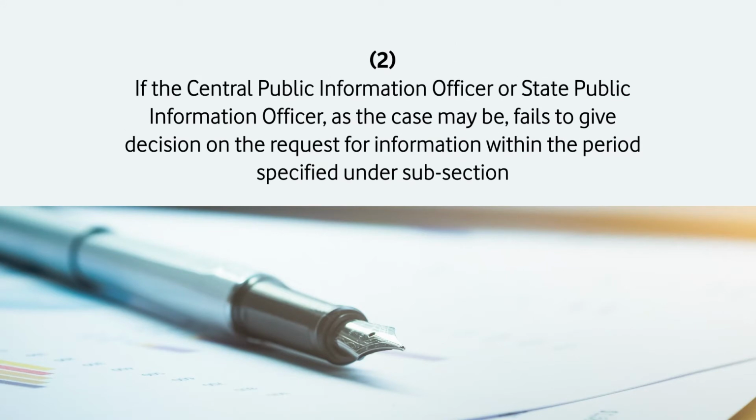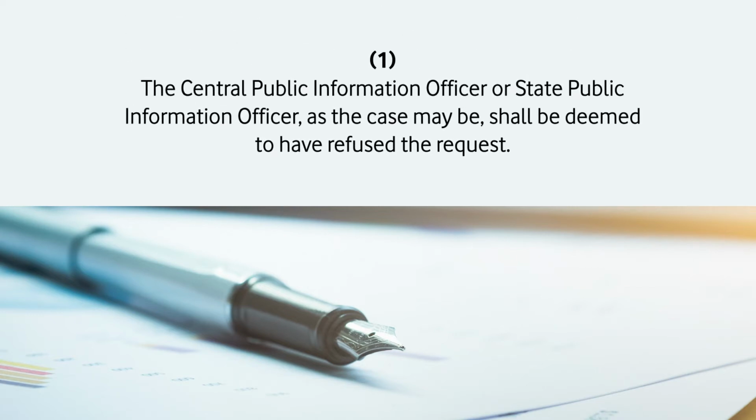If the Central Public Information Officer or State Public Information Officer, as the case may be, fails to give decision on the request for information within the period specified under subsection 1, the Central Public Information Officer or State Public Information Officer, as the case may be, shall be deemed to have refused the request. Where a decision is taken to provide the information on payment of any further fee representing the cost of providing the information, the Central Public Information Officer or State Public Information Officer, as the case may be, shall send an intimation to the person making the request.